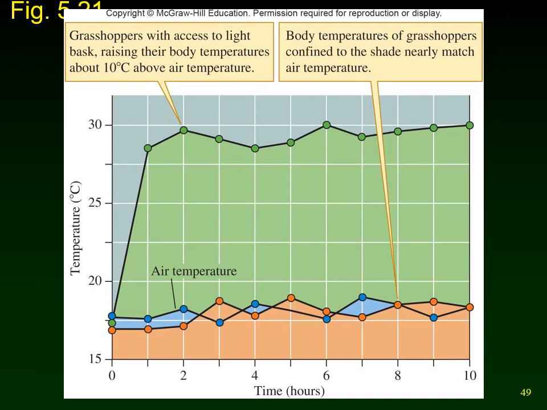So when we look at the data from the lab, the grasshoppers that had access to light were raising their temperatures very high. So this is over the time of the experiment on the x-axis, and we're looking at the temperature of their bodies or of the air, and we can see the air temperature was fairly constant during this time, which is the blue line across here. We have the temperature of the grasshoppers that were confined to the shade. They didn't have access to the light, so that tracks pretty closely with the air temperature across here. And then the grasshoppers that did have access to light were about 10 degrees warmer than the air temperature. Their body temperatures were much higher and stayed higher through the course of the time.